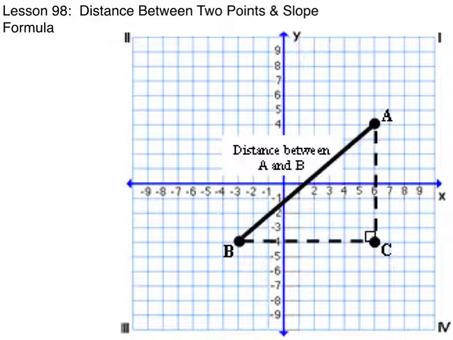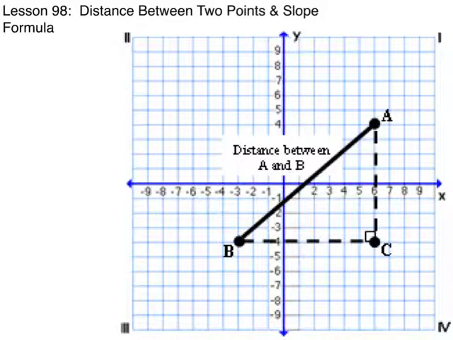This is lesson 98 in Saxon's Algebra 1 3rd edition. This lesson covers two things. First, the distance between 2 points, how to find that distance, and secondly, the slope formula. There's a formula to find the slope of a line.